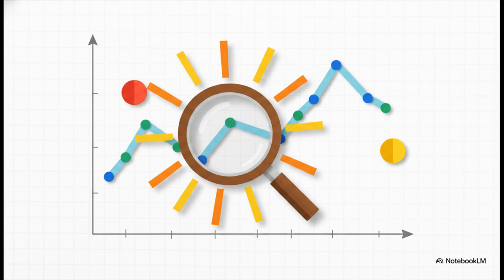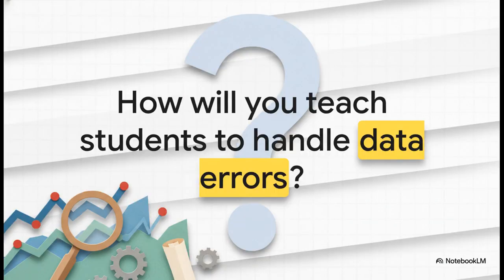Teaching students to recognize anomalies and identify sources of error is a critical part of the scientific process. It doesn't mean the pattern is broken, it just means our understanding needs to be refined. I want to leave you with this final, somewhat provocative thought. Think about your next science lesson.